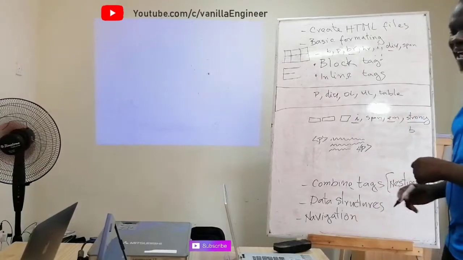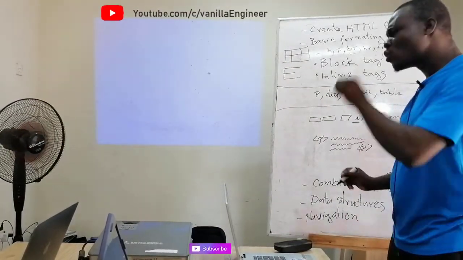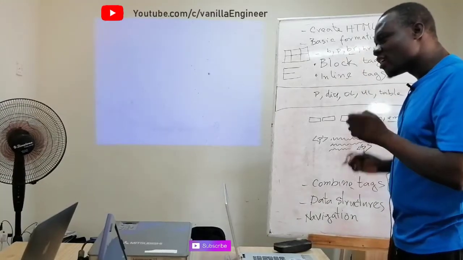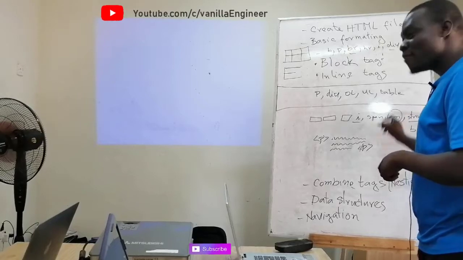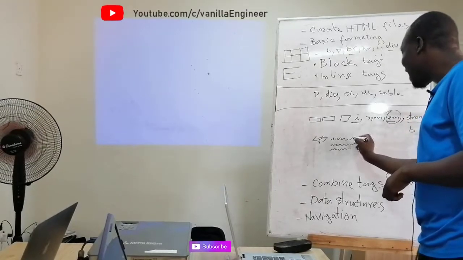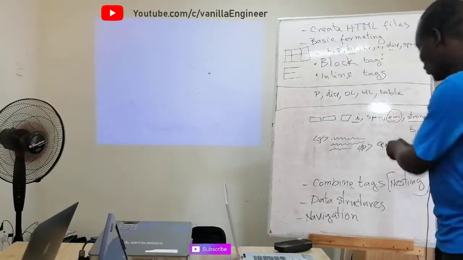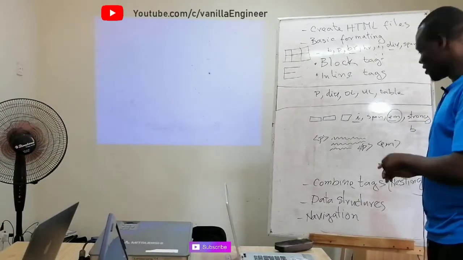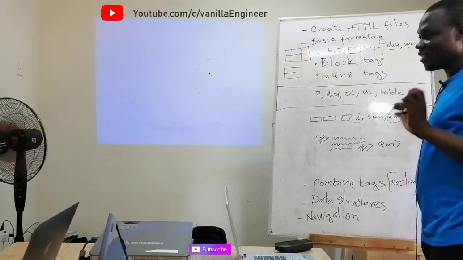Use a paragraph tag. If you are writing a text and you want to emphasize a particular portion of that text, use EM, which stands for emphasis. You see the difference? This one stands for emphasis, while this one stands for italic, not necessarily a meaningful thing.